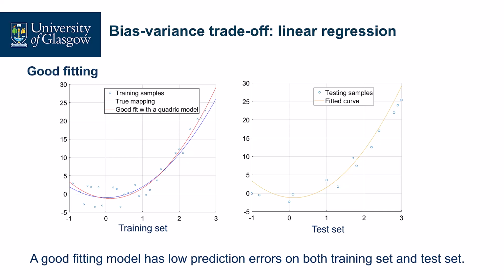So that's all for bias and variance and their trade-off.